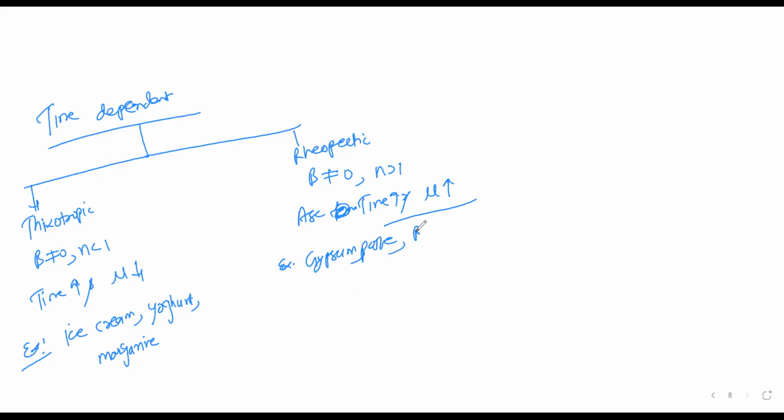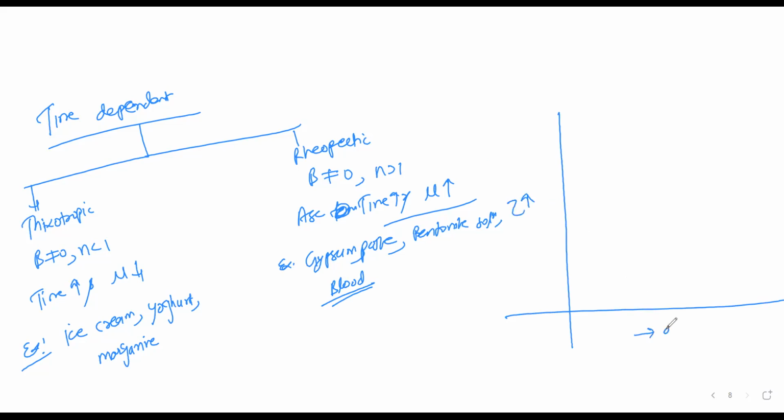Or the bentonite solution. Or else we can say that blood also is reactive; blood gets clotted. And the diagram for that, this type of fluids are there. I can draw that diagram.